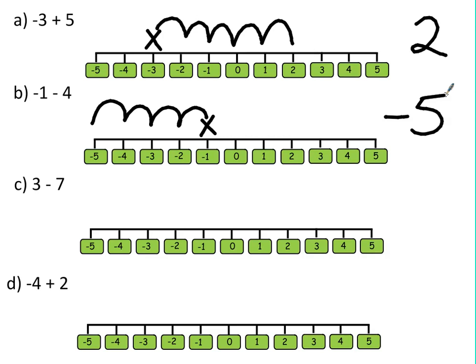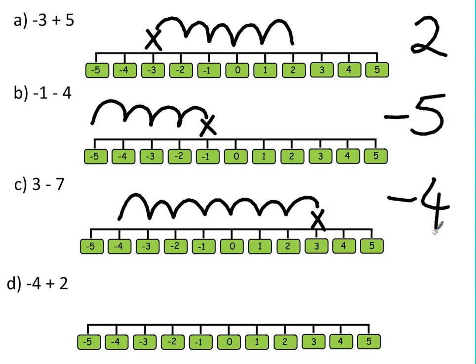In section C, if we start at 3, we're going to go down 7 places: 1, 2, 3, 4, 5, 6, 7. Our answer is minus 4. And in part D, if we start here at minus 4 and move up 2 positions, 1, 2, you can see that the answer is negative 2. So the same rules that we used in multiplication and division don't work here. You need to visualize the number line at all times.